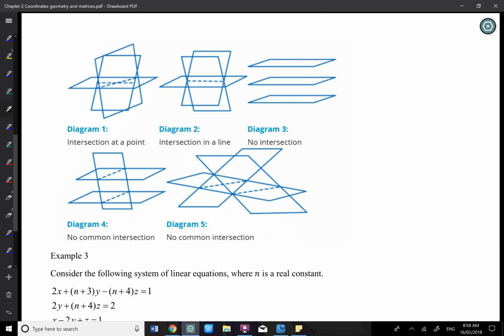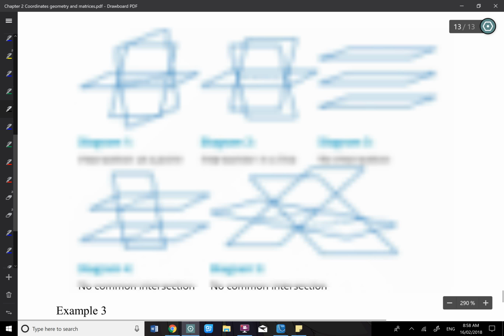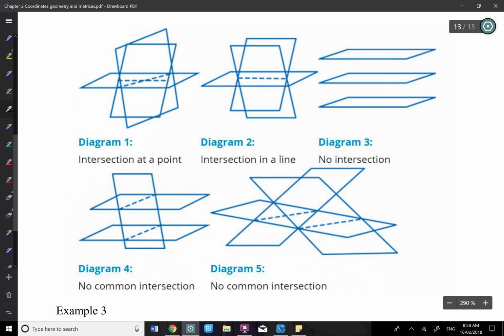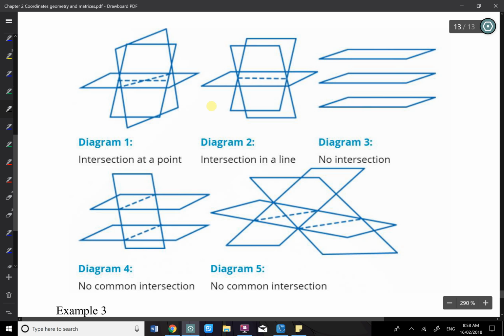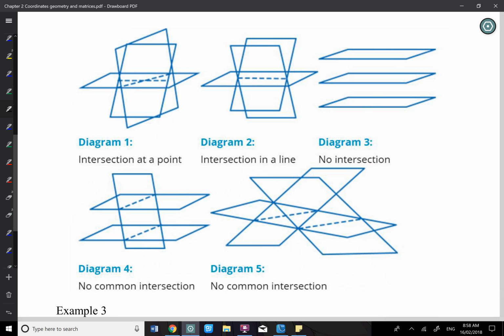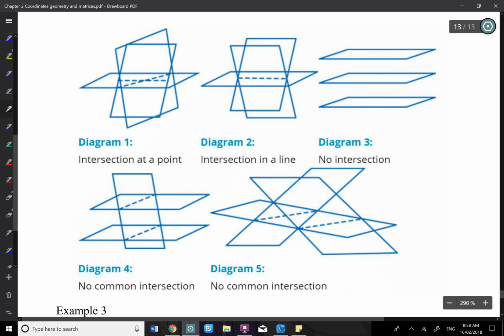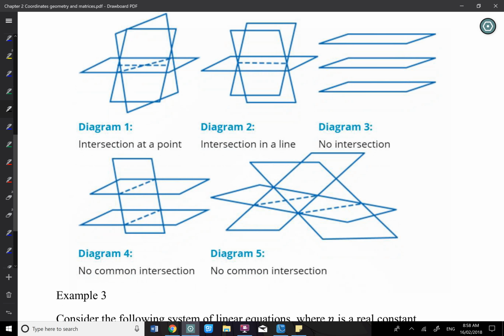For three simultaneous equations, it's not two dimensions, it's three dimensions, and each equation is a plane. You have three planes to intersect. In the first one, the three planes intersect that way, so you have one intersection. Diagram 2 represents a line, so there will be infinitely many solutions. For 3, they're all parallel to each other, which means there's no intersection.